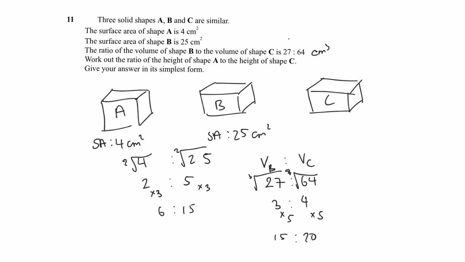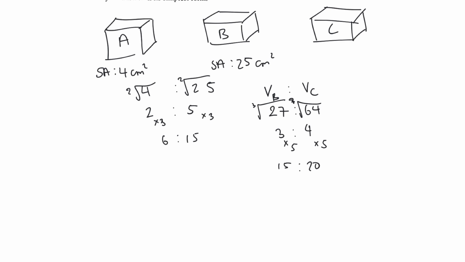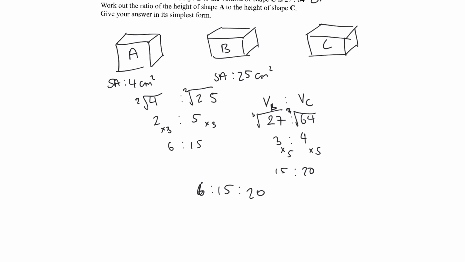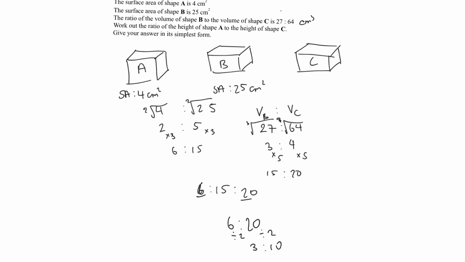And so now we can put them all together. If we put them all together, that would be a 6 to 15 to 20 ratio. No, we cannot simplify this any further. But because the question only wants the ratio from A to C, A to C is 6 to 20, and that we can simplify. We can divide both sides by 2, and that would leave us with a 3 to 10 ratio.